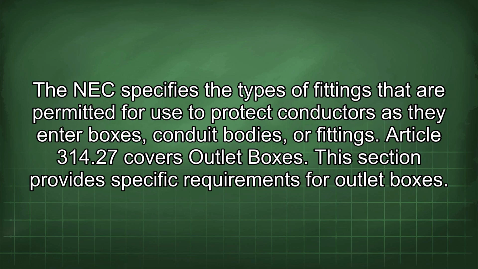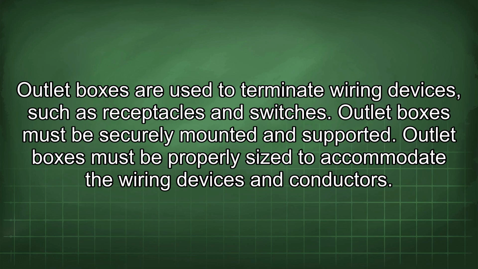Article 314.27 covers outlet boxes. This section provides specific requirements for outlet boxes. Outlet boxes are used to terminate wiring devices, such as receptacles and switches. Outlet boxes must be securely mounted and supported. Outlet boxes must be properly sized to accommodate the wiring devices and conductors.